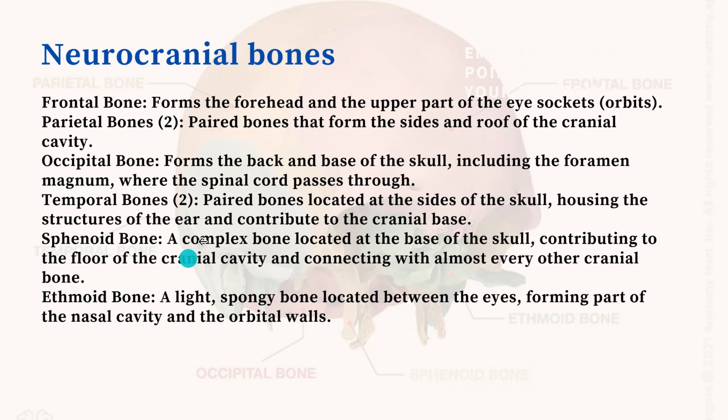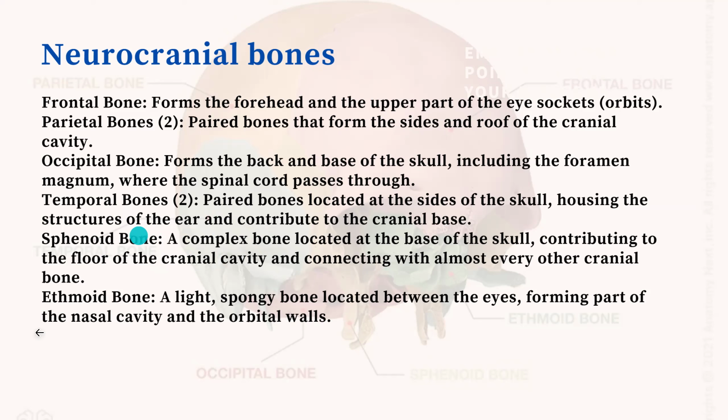Temporal bones are paired bones located at the sides of the skull, housing the structures of the ear, and contribute to the cranial base. Why contribute, not contributes? Because temporal bones are paired bones. They are not single, they are paired.